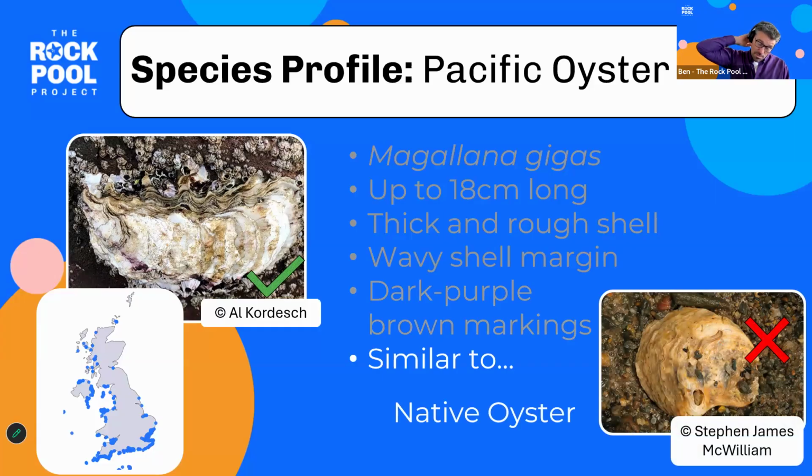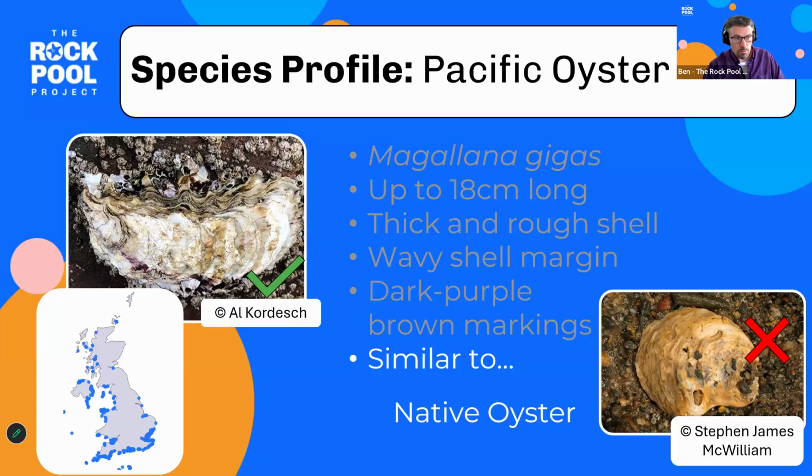And well, I wouldn't necessarily say they are that similar to the native oyster. Native oysters are quite different. You don't tend to find native oysters in the intertidal zone between low tide and high tide, but you do find Pacific oysters very much so in that area. So the likelihood is that if you see an oyster when you're rock pooling, if it's alive, it will be a Pacific oyster, not a native one.